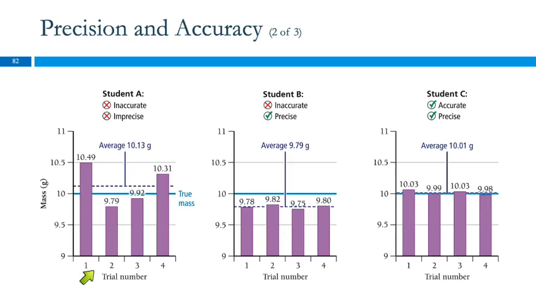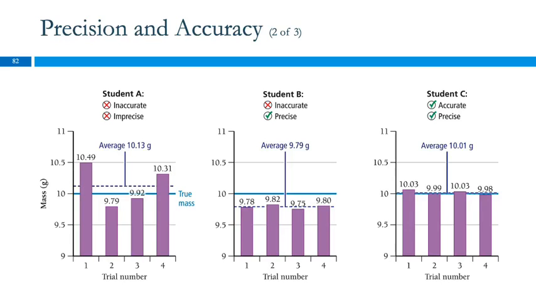So here, student A. So here are each of the masses that they recorded. So the mass is on the y-axis, and just trial number, it's a bar graph, so we can see all 4 of them. And we see this one is high and this one is low, and these are in between. There's a lot of variation here. They're all over the place. That's not precise. Those are not close together.